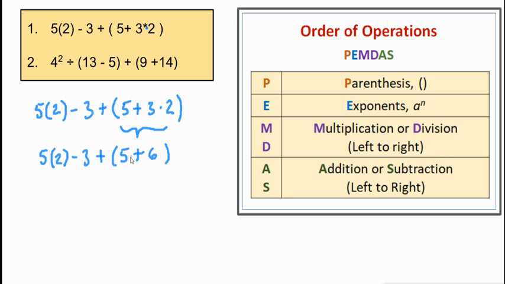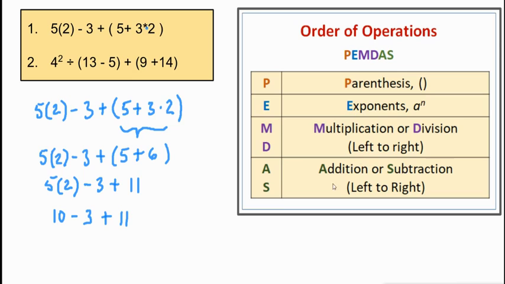Now we can finish that parenthesis by adding the 5 and the 6. Just rewriting the first part, 5 times 2 minus 3 plus, now we can drop the parenthesis and just write the number 11. Okay, now finally we can do this first multiplication, because everything else is addition and subtraction. So 5 times 2 is going to give us 10, and then minus 3 and plus 11.